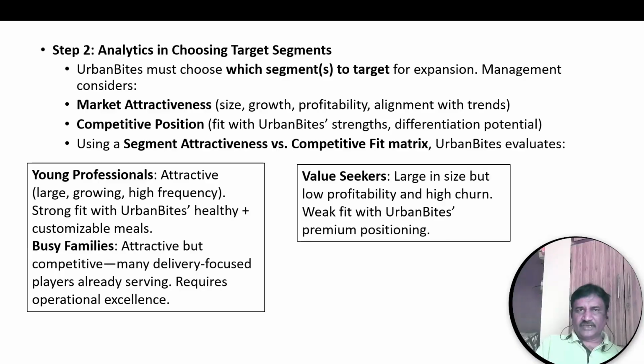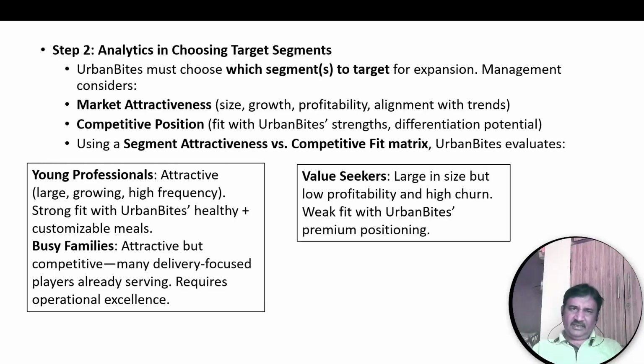Using the segment attractiveness versus competitive fit matrix, Urban Byte evaluates that young professionals are attractive because they are reasonably large and growing. Their frequency of coming to restaurants is high. They are a strong fit for Urban Byte as they are health conscious, and they like customizable meals. So that is the more attractive segment for Urban Byte. Another is busy families. This is attractive but competitive.